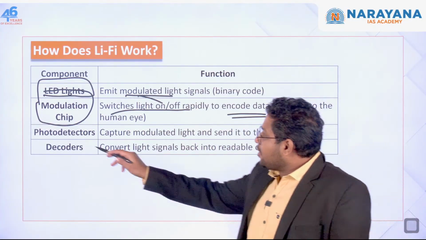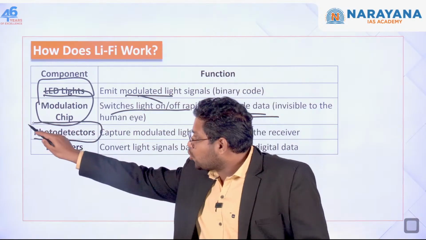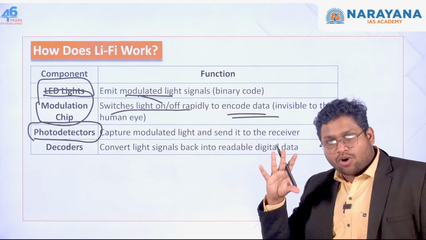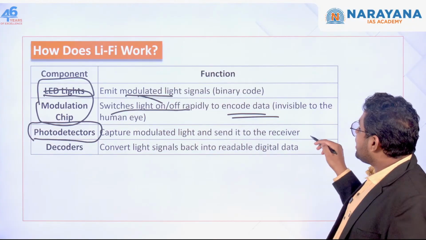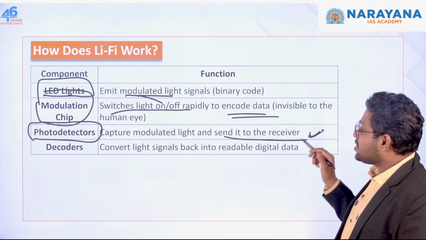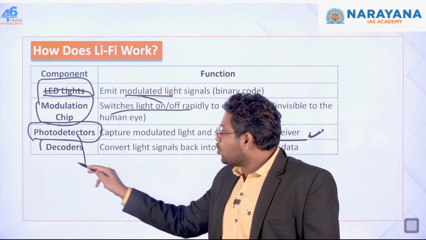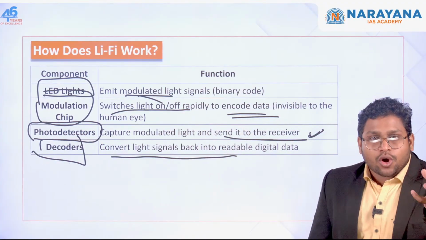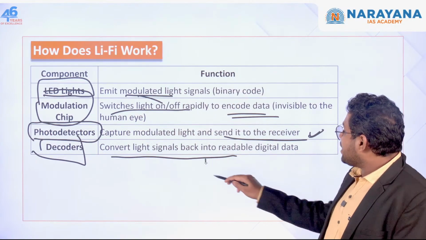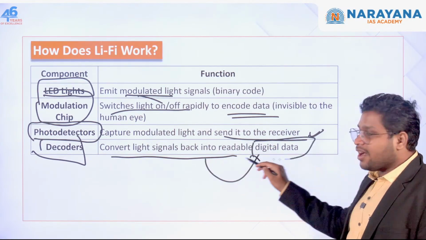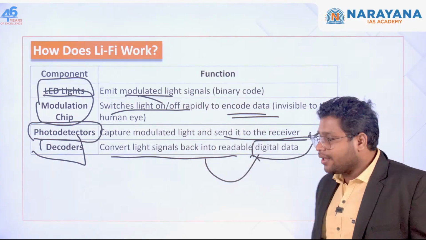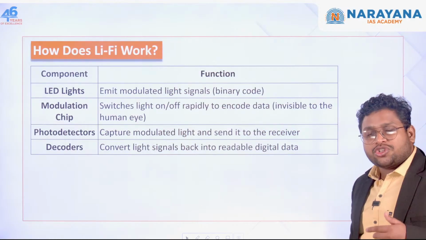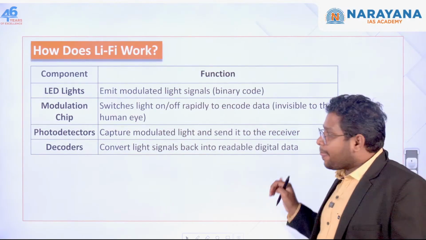Okay. Now we have some photo detectors which will capture this light, that it is on, off, all this data that is being captured and it will be sent to the receiver. And we will have some decoders which are going to convert these light signals, light on, off, all these data, into digital data which you can read, okay, which your computer can read. This is how this technology is working. Fine.